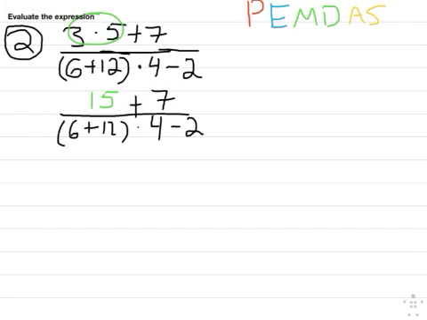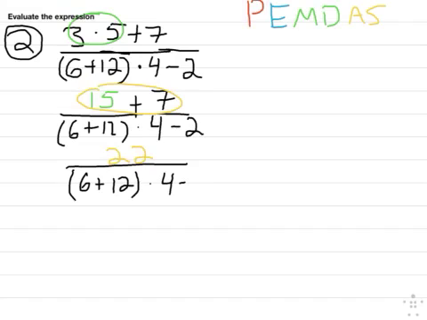Alright, good. So then we have addition, this addition next, right? Addition on the top. So 15 and 7, that's 22, right? Hopefully that's right. And then bring everything down: 6 plus 12 times 4 minus 2, good.